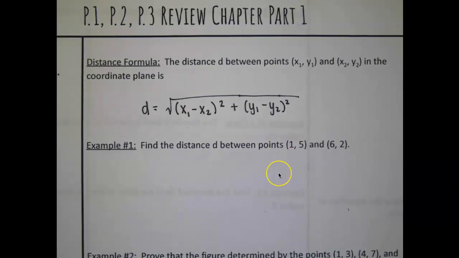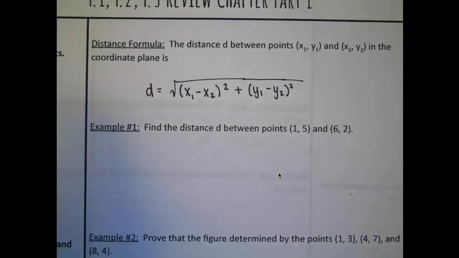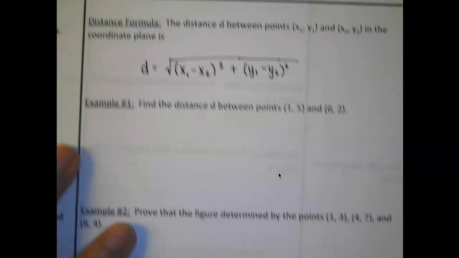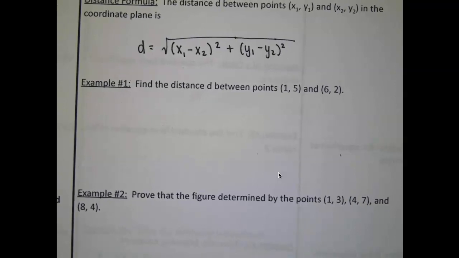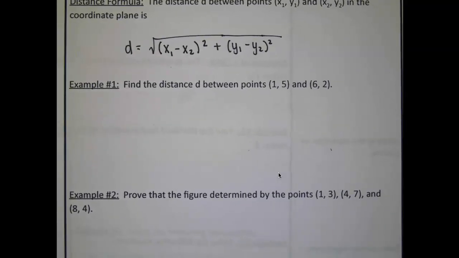Okay, so now you have the distance formula. Please find the distance between points (1, 5) and (6, 2). Give me your answer in simplest radical form. When you have your answer, just hold up your board. Wow, this is my quietest class.